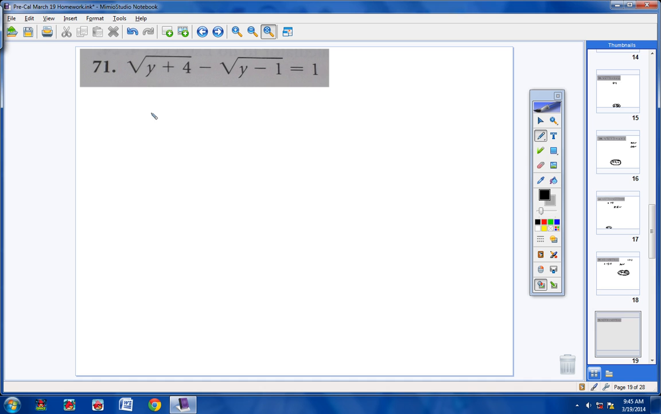Again, the same type of problem where I'm going to isolate the square root of y plus 4. And I'm going to bring this negative radical over and make it positive. So 1 plus the square root of y minus 1. Now, to get rid of the square root on the left, I'm going to square it. But if I square the left side, I must square the right side. When you square a square root, you're left with the radicand.